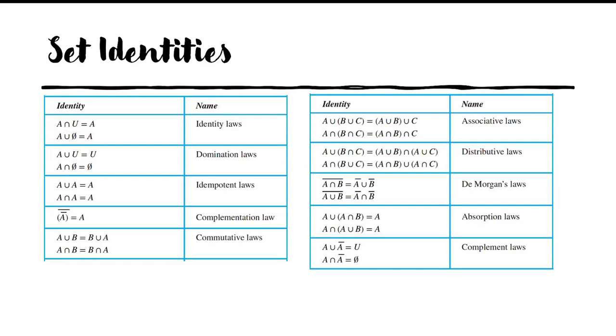Now, if you take A union with the universal set, you will get the universal set, since every element in A is also in the universal set. And if you take the intersection with the empty set, you will get the empty set, right? Because in the empty set, there's no element in it. And we know intersection means the elements in both of your sets. So there's nothing in the empty set. Then if you take any set, intersect with the empty set, you will get the empty set back.